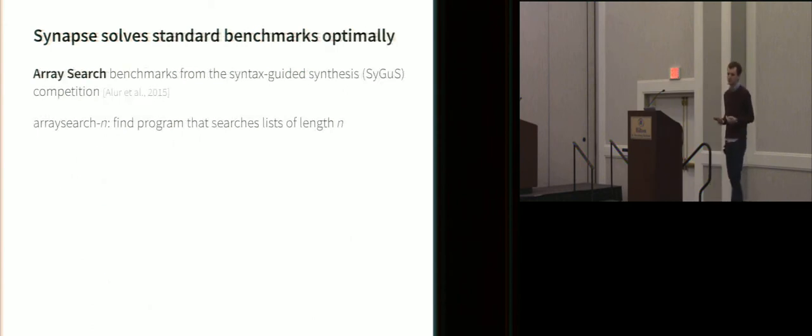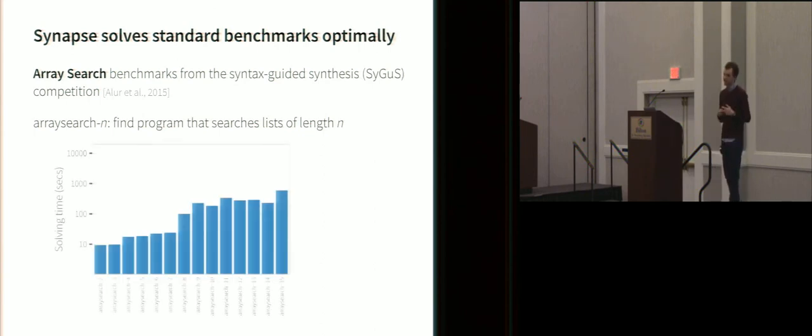The second set of benchmarks I want to show you comes from the Syntax Guided Synthesis Competition. This is a competition that runs every year where a bunch of synthesis tools compete on a standard set of benchmarks. And I'm going to show you one set of benchmarks from that competition called ArraySearch. Here the task is to synthesize a program that searches a list of a fixed length n. So here on the x-axis, I'm showing you the different benchmarks with n increasing from left to right. On the y-axis, I'm showing you the solving time for Synapse again. Now in the recent competition, only one competing solver was able to solve all of these benchmarks. The rest couldn't make it all the way to the right-hand side.